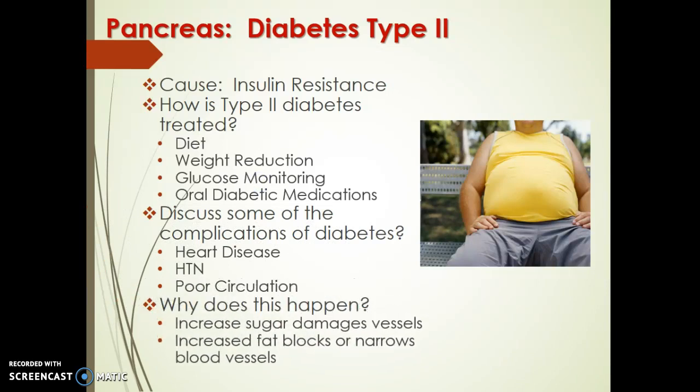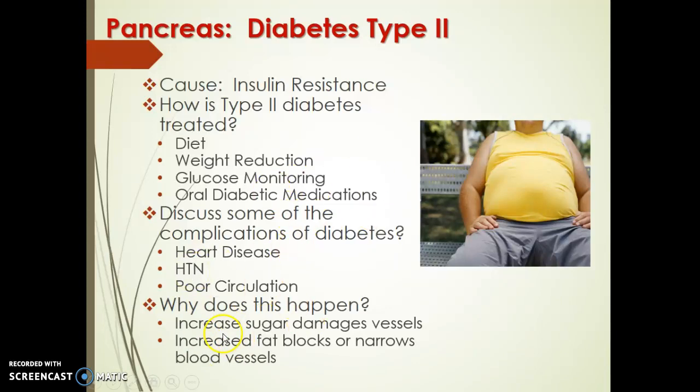Complications that can occur from diabetes is definitely heart disease, like we talked about. The vessels in the body do not like high sugar blood counts. They like normal blood sugar counts. Hypertension is another one, and then of course poor circulation can also be a complication, simply because the nerve endings are also going to be affected by that increase in blood sugar in the blood.